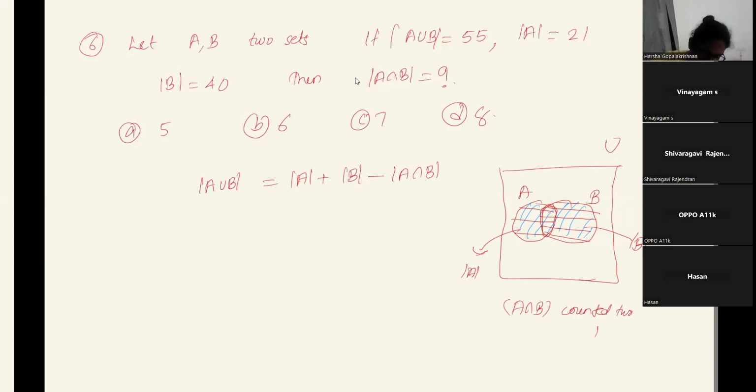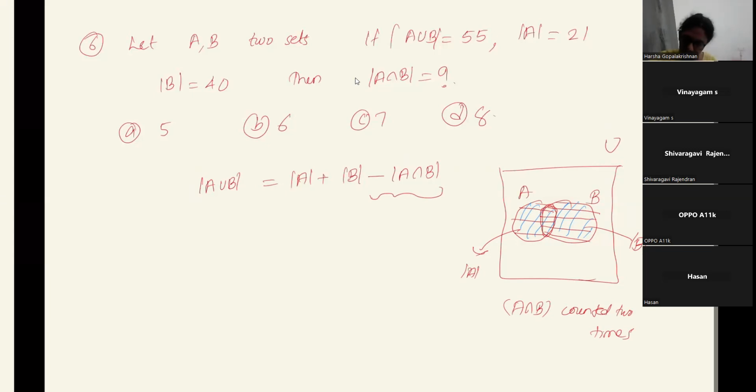That is why we are subtracting this A intersection B from here. Here, cardinality of A plus cardinality of B contains A intersection B 2 times, but we need only 1 time, right? So we are subtracting 1 time. So we are just substituting this formula here.